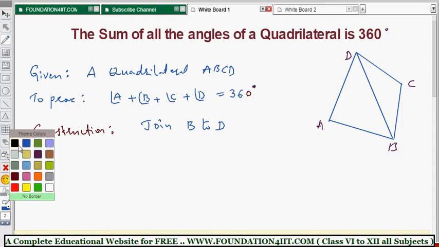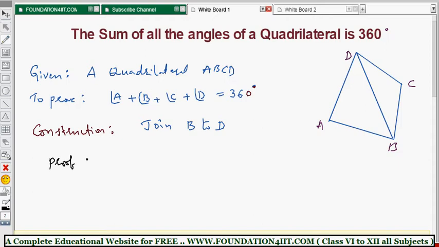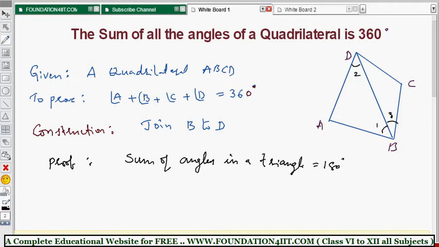Yes, let's see the proof now. You know that the sum of the angles of a triangle is 180 degrees, right? In any triangle, the sum of the angles is 180 degrees. When you look here, there are two triangles: triangle ADB and triangle CDB. Let me label the angles 1, 2, 3 and 4. Angle B means 1 plus 3, and angle D is 2 plus 4.